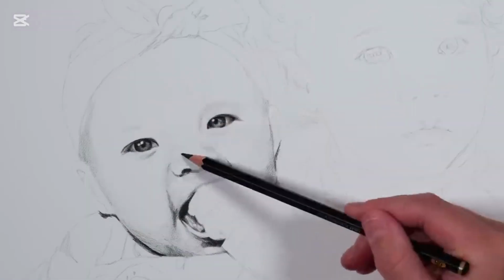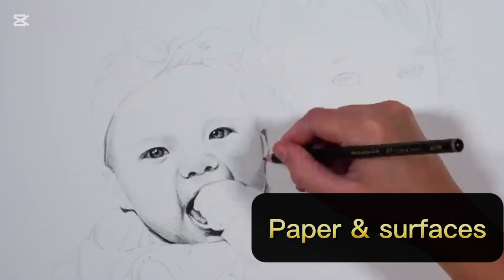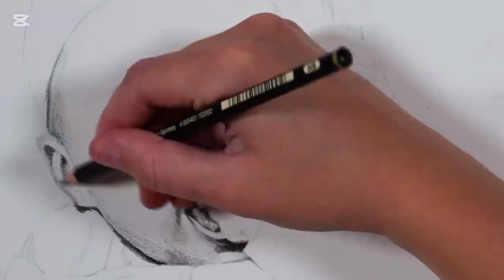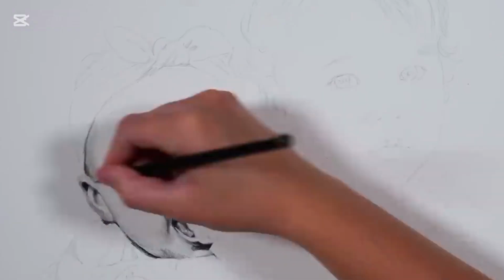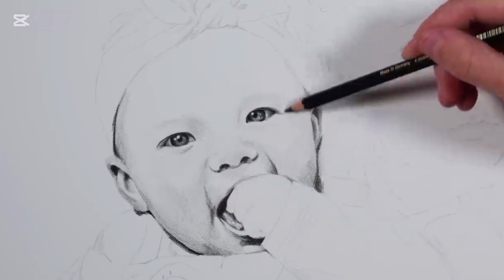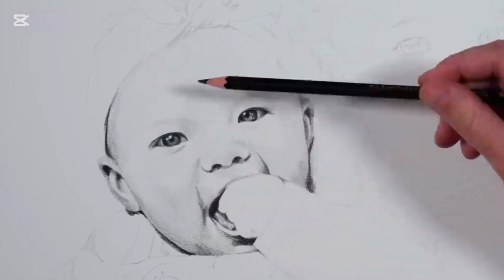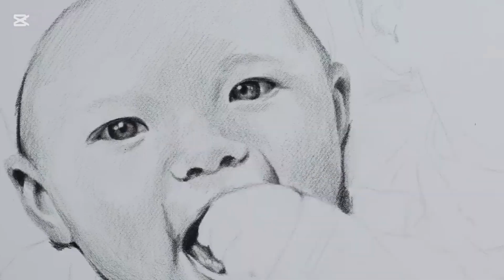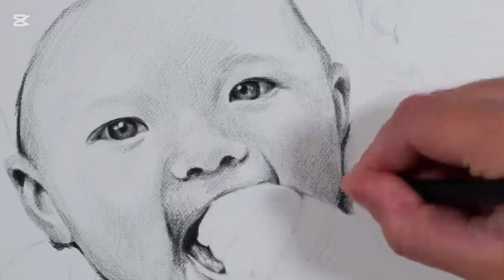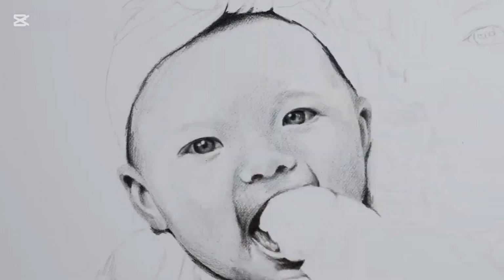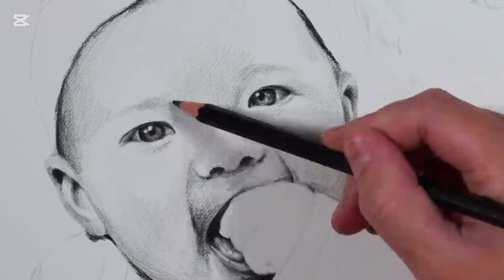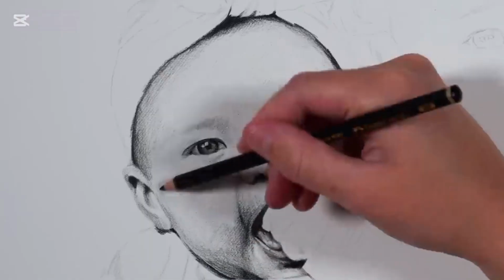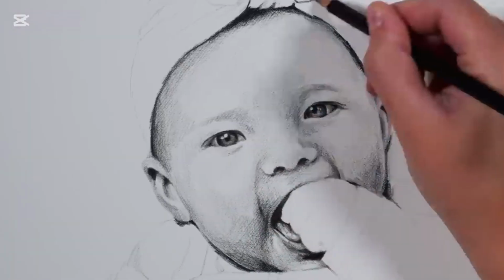Then category number 7 is paper and surfaces. The purpose of paper is that it affects texture for blending and the overall finish. The types of papers: we have smooth paper, ideal for detailed work and ink. Textured paper is best for charcoal, pastel, and bold strokes. Then a tip for choosing paper: choose acid-free paper to prevent yellowing over time.